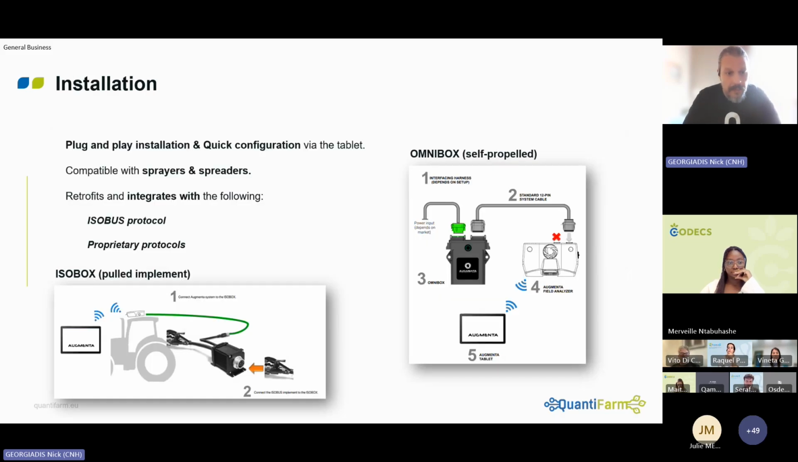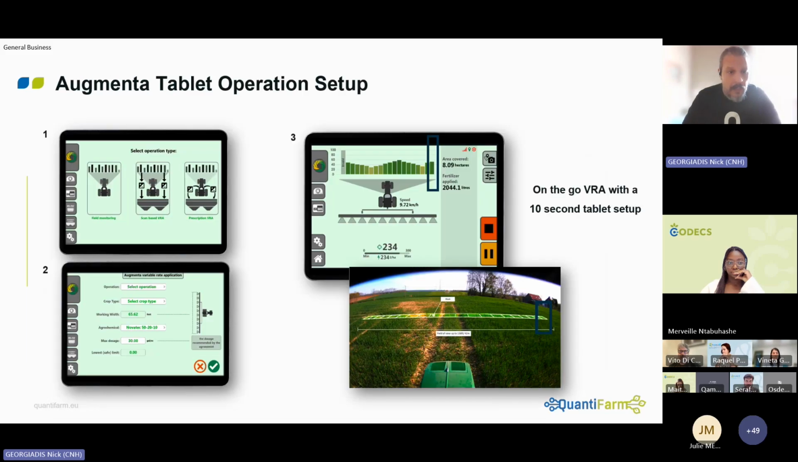As you can see here, it's something that's quite easy. It just needs the ISO box or an Omnibox, depending on the specific type of the protocol. So it's something that is plug and play, 3-4 taps away from the start of the operation. You just select the type of operation you want. You just give some information that has to do with the crop type and the maximum rate to be applied. This is the only input that is needed from the farmer.